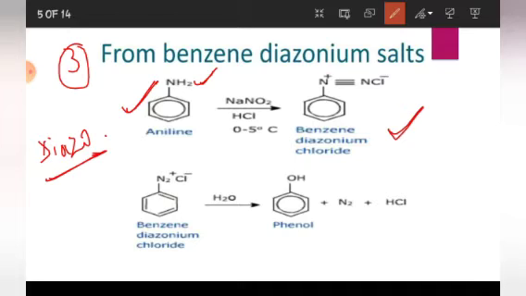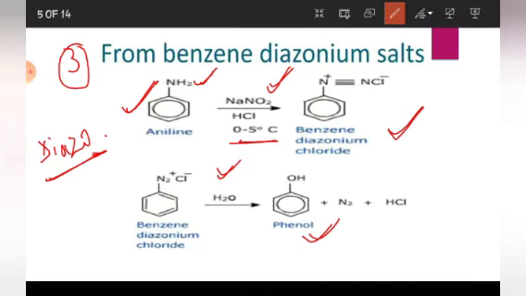What is used for diazotization? NaNO2 plus HCl is taken, and the main thing is you need to mention the temperature, which is 0 to 5 degrees Celsius. What we will get? Benzene diazonium chloride. The group N2Cl attached to the benzene ring is known as benzene diazonium chloride. Now these diazonium salts are hydrolyzed to phenols by warming with water, or by treating with dilute acid. So we treat with water and we will get the desired product, that is phenol.